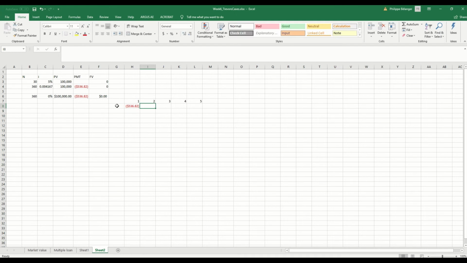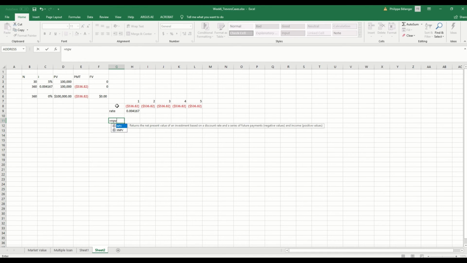You also have, if you have multiple periods, 1, 2, 3, 4, 5, and you have cash flows, you can compute present value. You have a rate that you have to give. Let's say that we use the same rate here, and you can compute the present value.